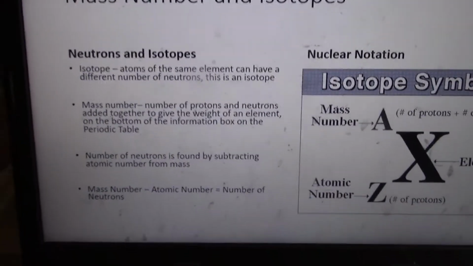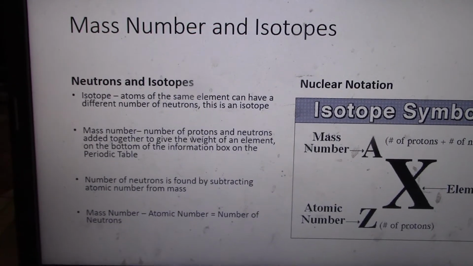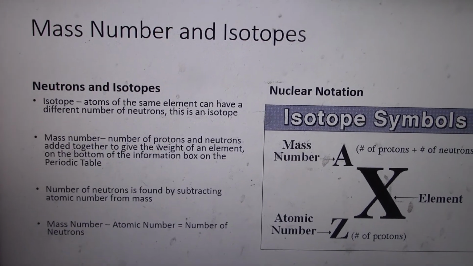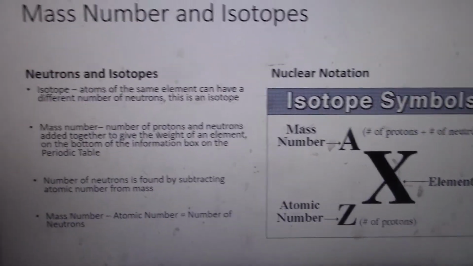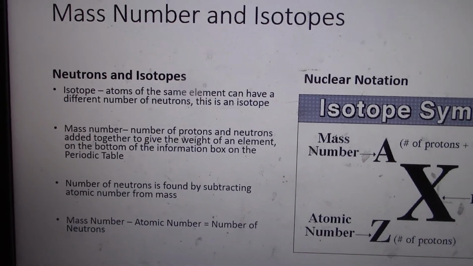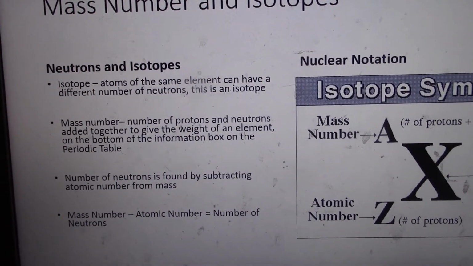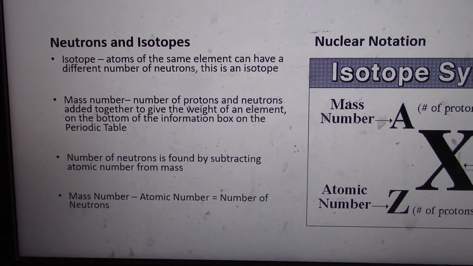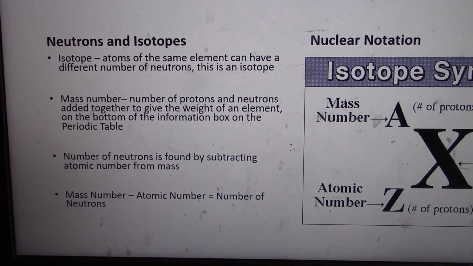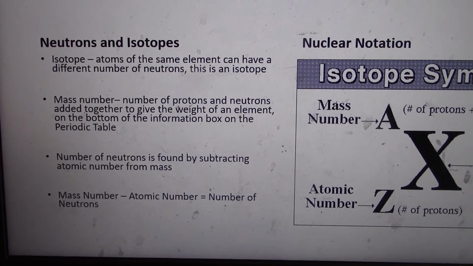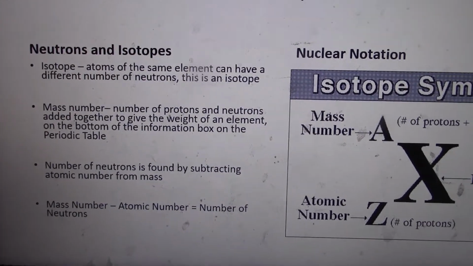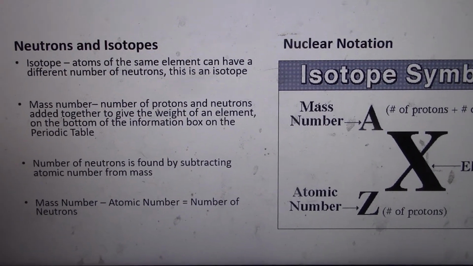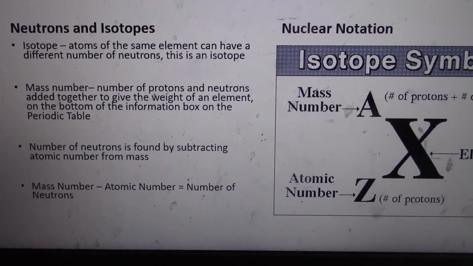Isotopes are atoms of the same element that can have a different number of neutrons. Remember, ions are matter that has a different amount of electrons; you get positive and negative ions. But with isotopes, we don't change the charge, we change the mass because we change the number of neutrons. The mass number is the number of protons and neutrons added together to give the weight of an element. The number of neutrons is found by subtracting the atomic number from the mass number, because the atomic number is the number of protons. Whatever is left over from the mass number will be the number of neutrons. So mass number minus atomic number equals the number of neutrons.